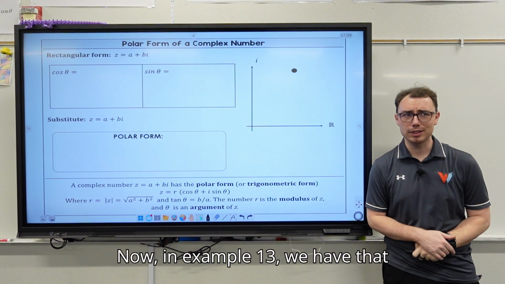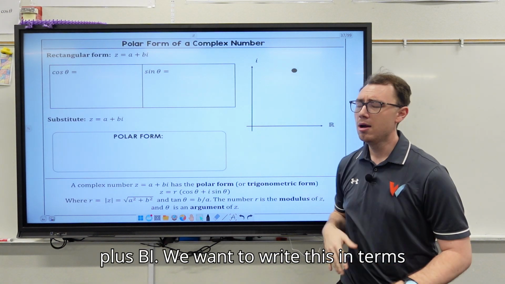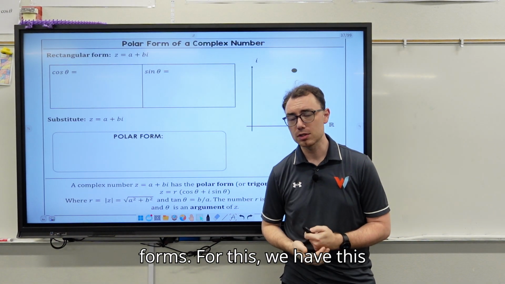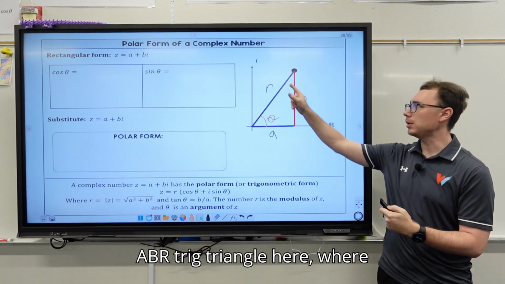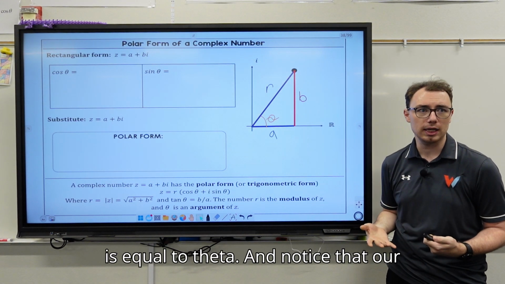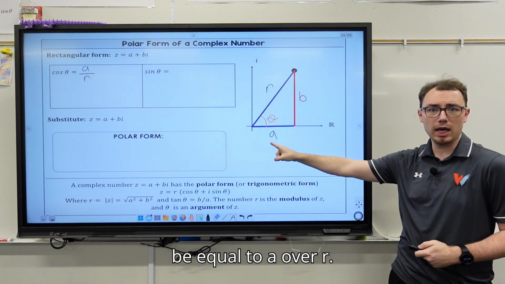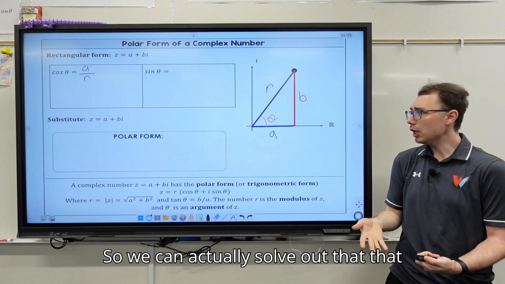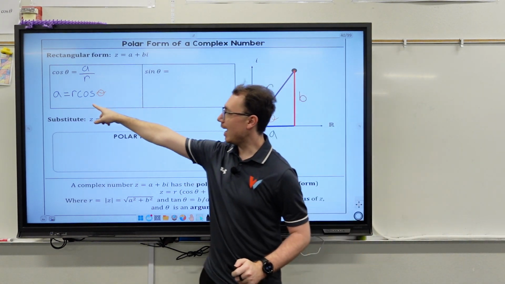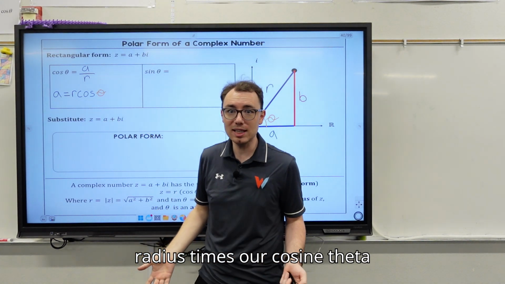Now, in example 13, we have that rectangular form of z is equal to a plus bi. We want to write this in terms of cosine and sine for polar forms. For this, we have this a, b, r trig triangle here where this inside angle is equal to theta. And notice that our cosine of theta for this is just going to be equal to a over r. So we can actually solve out that our a and our r here is going to give us a, or that a value here, is equal to our radius times our cosine theta still.